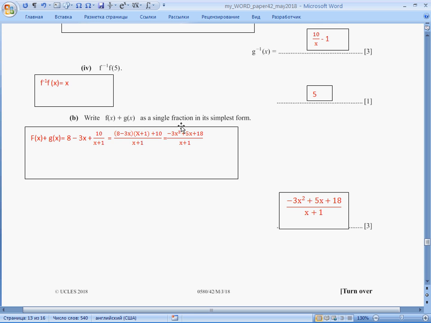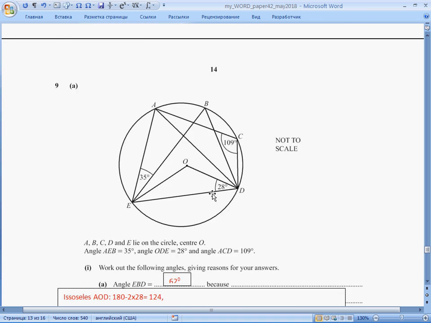Find a single fraction for f of x plus s. We just find the common denominator, which is x plus 1, multiply and add. So this is dealing with fractions. Circle.